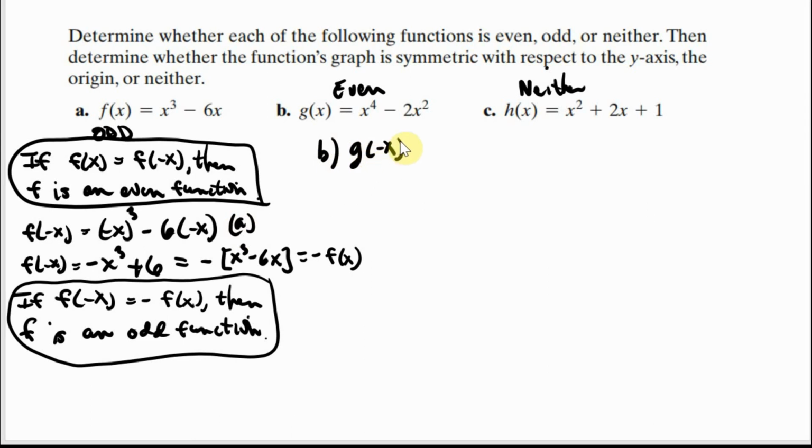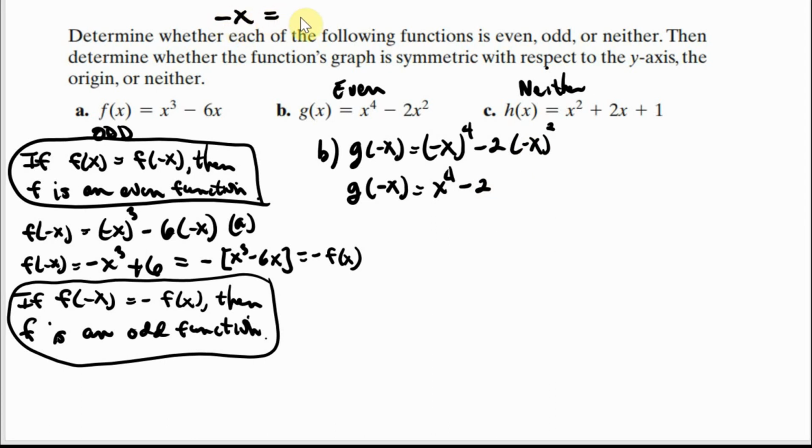So g of negative x is equal to negative x to the fourth minus 2 times negative x to the second. This is g of negative x. If I raise negative 1 to the fourth power, that's negative 1 times negative 1, which is positive, and then negative 1 times negative 1, which is also positive. So I get positive x to the fourth minus 2 times, if I take this, here's what we're saying. Negative x is the same thing as negative 1 times x.